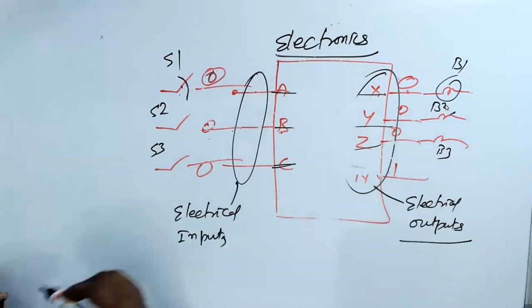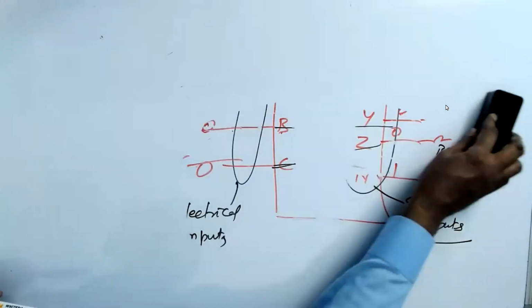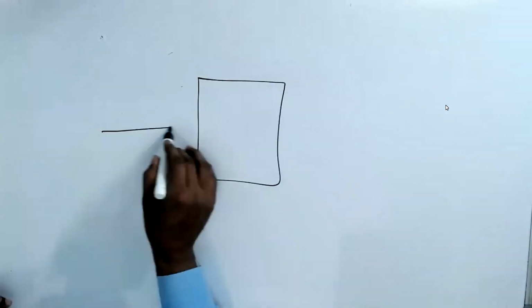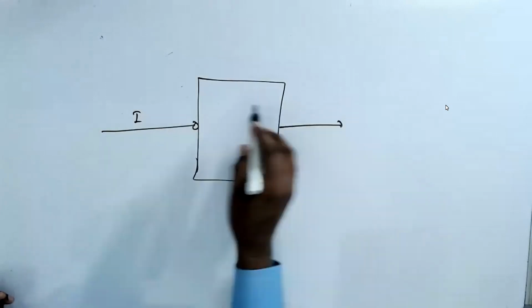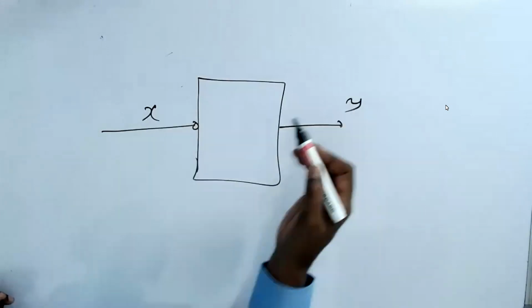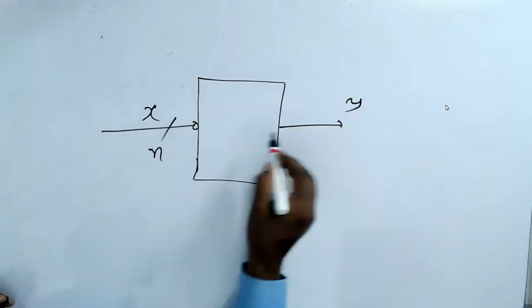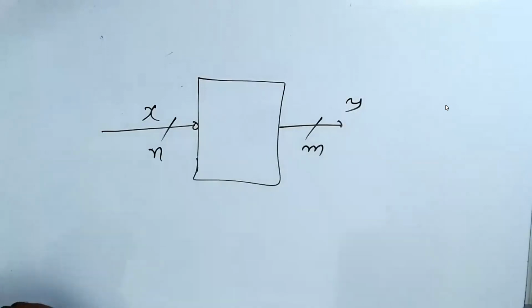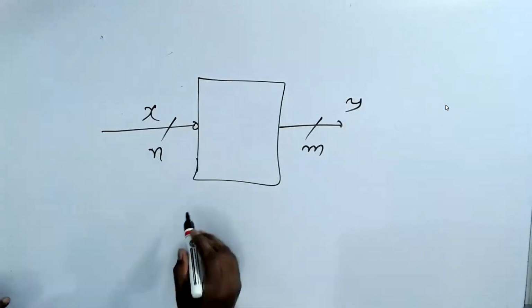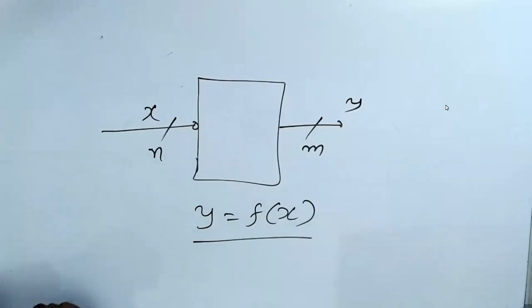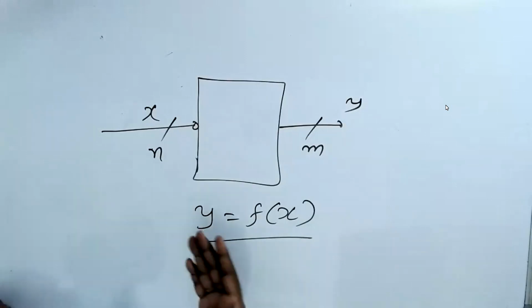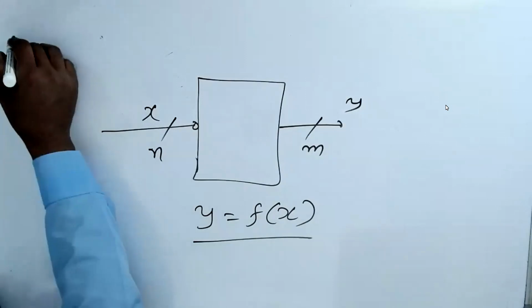You may call it indirectly like this. We draw like this: there's a block, it takes the input and gives the output. Let us call X the input and Y the output. X can be any number. I can have n number of inputs and m number of outputs. Now, Y is equal to f of x. That is what all mathematics is about.